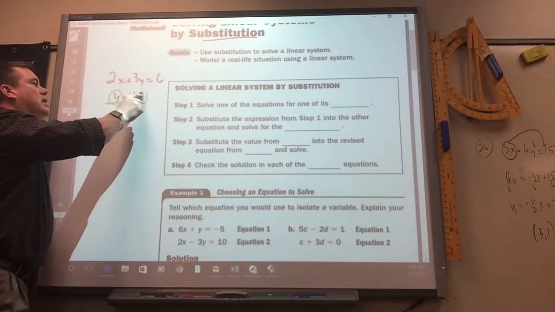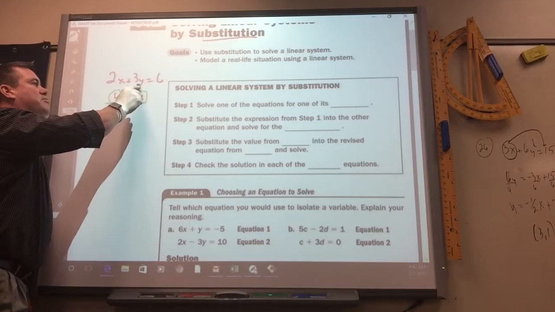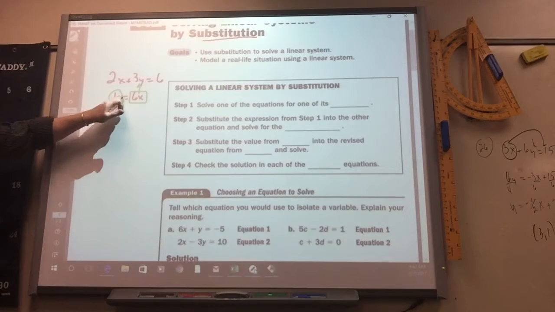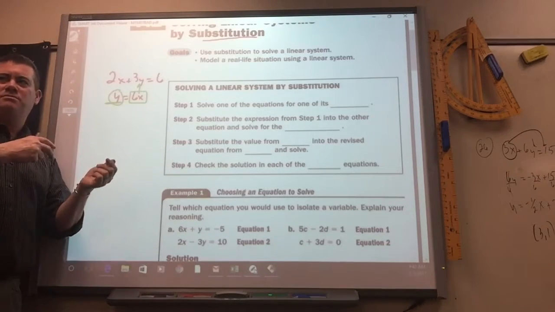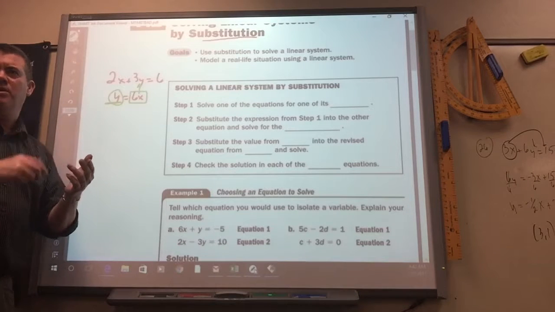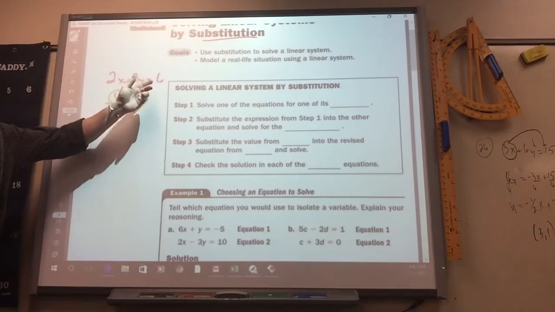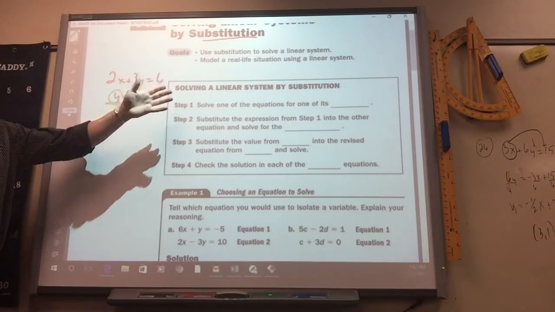to and substitute it in for that letter in the other one. Because since y equals 6x, they're interchangeable. They're the same thing. So that means I could put 6x in place of every y that I see. Does that make sense? Yeah.